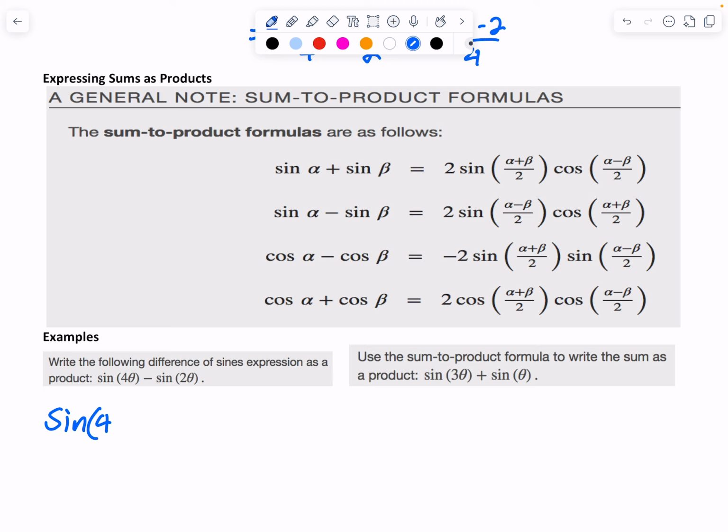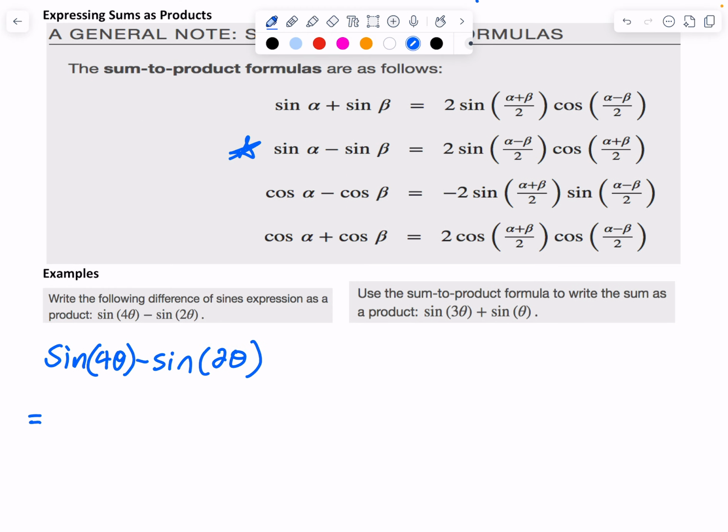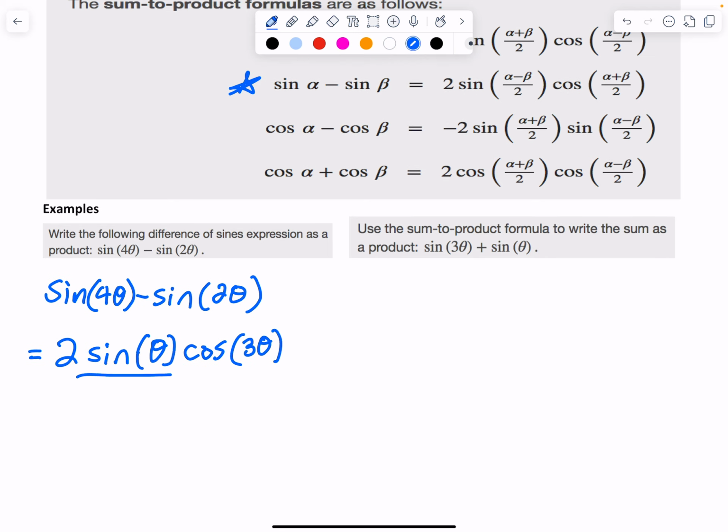Sine of 4 theta minus sine of 2 theta. I'm going to go down to save some room. Okay, so that is the second one. So I get 2 sine, and then it's subtract them, so 4 minus 2 is 2 theta, divided by 2 is just going to give me a theta. And then I get a cosine, and this says to add them and divide by 2, which is 6 theta divided by 2 is 3 theta. So we're done there. Now, why would we want to go backwards? Well, there are some things in calculus where you would want to go backwards, same as what I showed you a second ago.